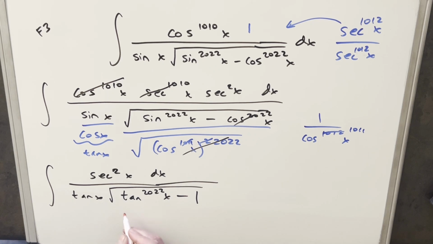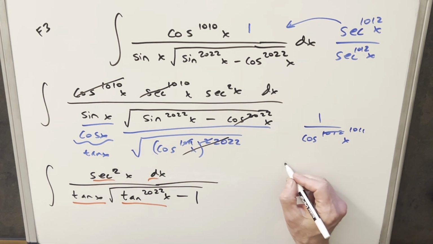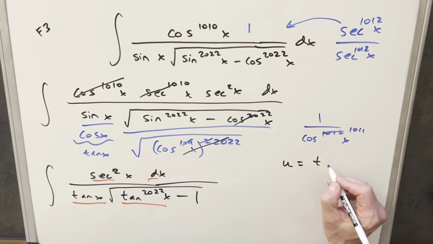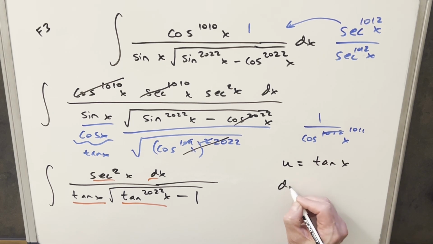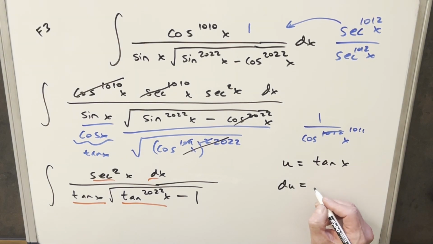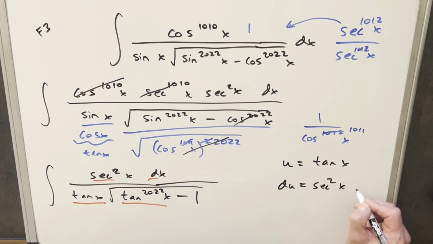But now we're in good shape to do that u substitution I mentioned originally. We have tangent here in 2 places in the denominator, and we've got the derivative of tangent right here. So for my u substitution, we'll come over here. For u, we're going to say u equals tan of x, and du is going to be secant squared x dx.